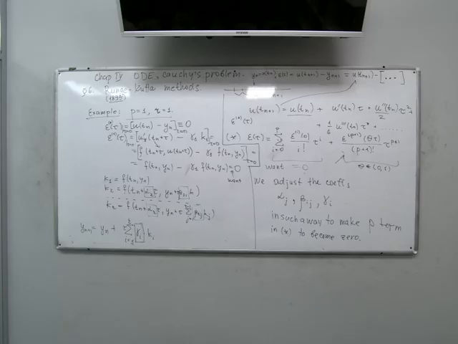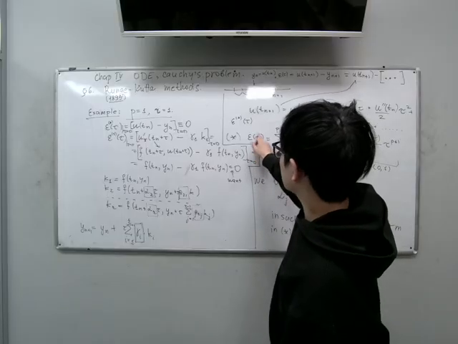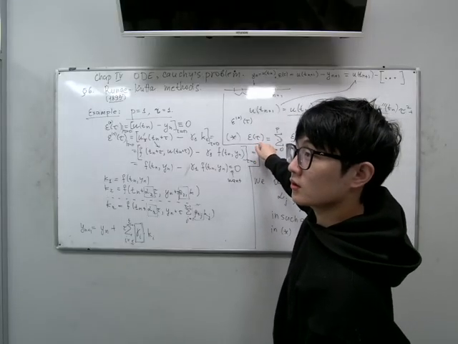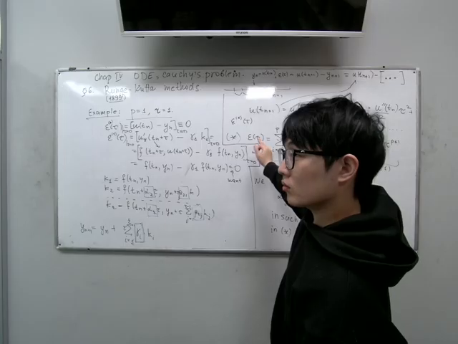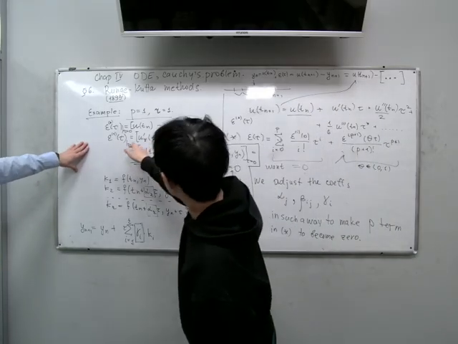Why is this part equal to 0? It's always equal to 0. Yes. No, but why is it equal to 0? I don't understand.